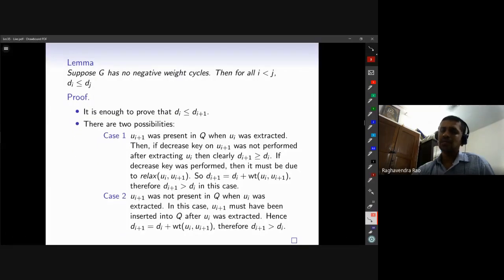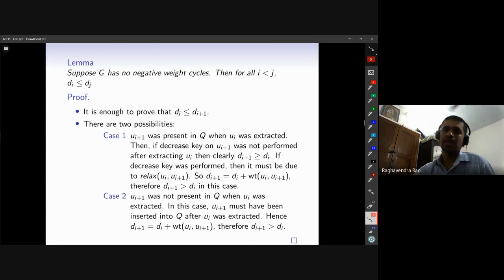Okay, but why is this useful? We'll prove it in a minute. Before proving it, let's see why this is useful. Using this, we can immediately show that no vertex enters the queue twice, or no vertex is extracted from the queue twice.